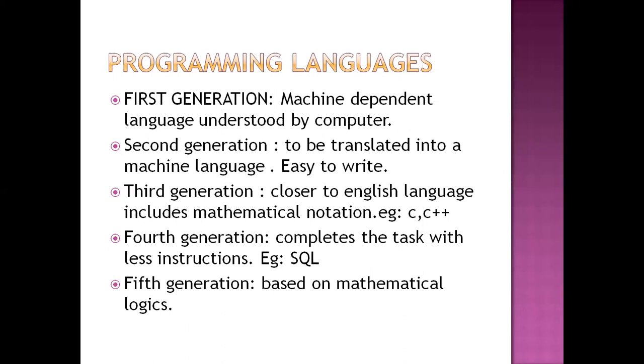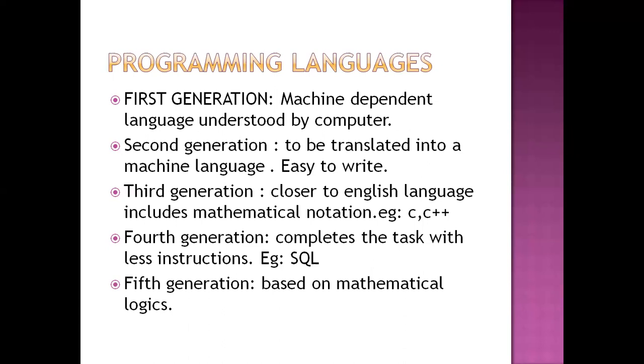So that is why fourth generation language is also introduced. So in the fourth generation, what happened? In the fourth generation language, it completes the task with fewer instructions. You can give the computer only some instructions, but it can understand and complete the task with the instructions which you have given. So it can save a lot of time for the programmers and there is no need to write many codes. So it is an interactive database management system. Example is SQL language.